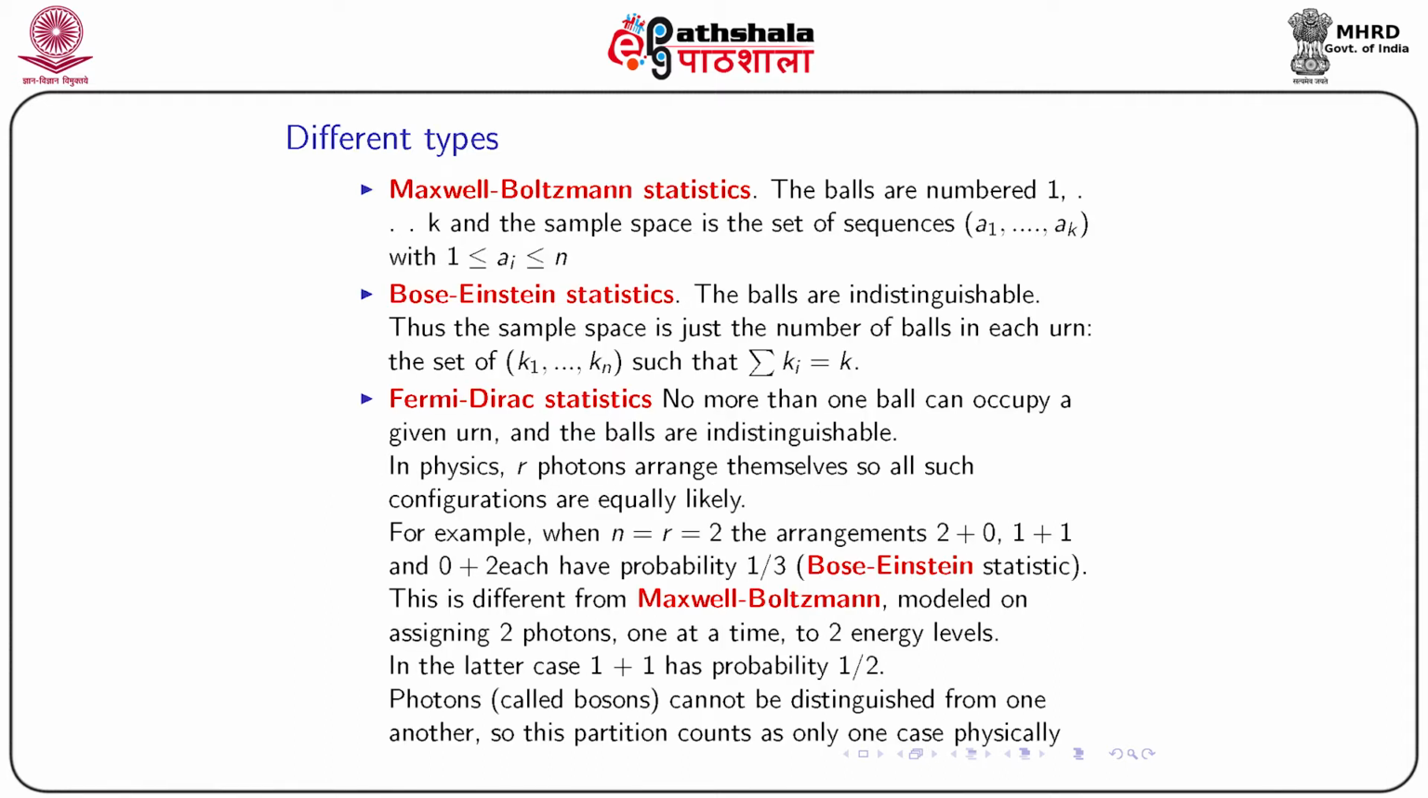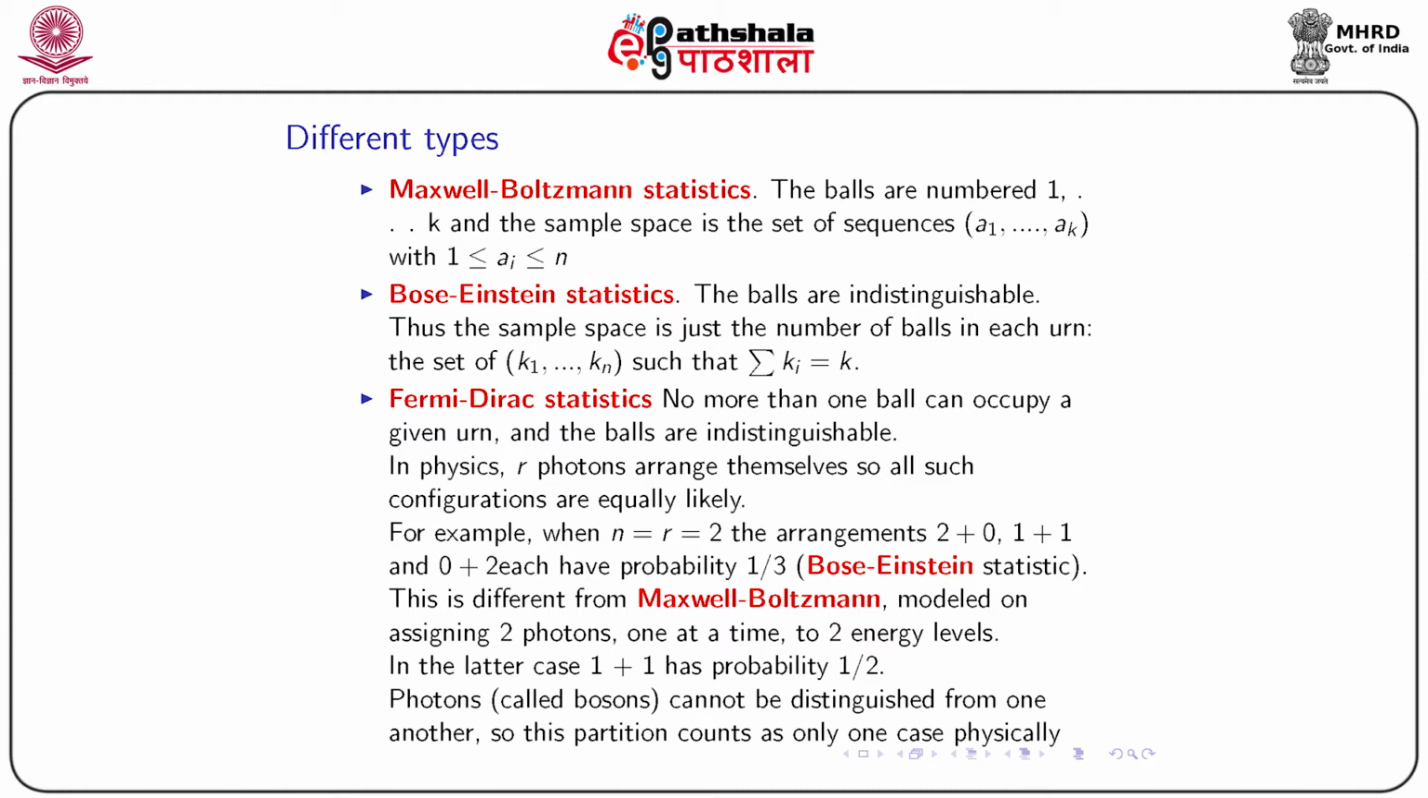Now, based on these occupancy problems, physicists have used this in their research. There are different types of statistics they are using. The first one is called Maxwell-Boltzmann statistics. Here the balls are numbered 1, 2 up to k, and the sample space is the set of sequences a1, a2, up to ak with all the ai lying between 1 and n.